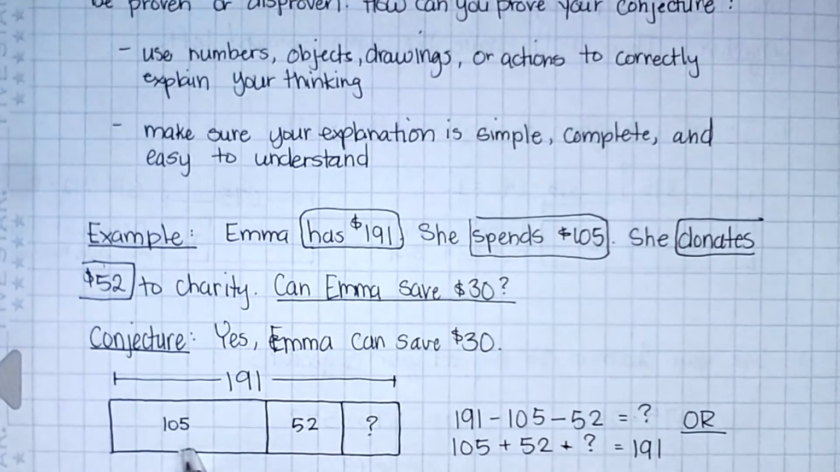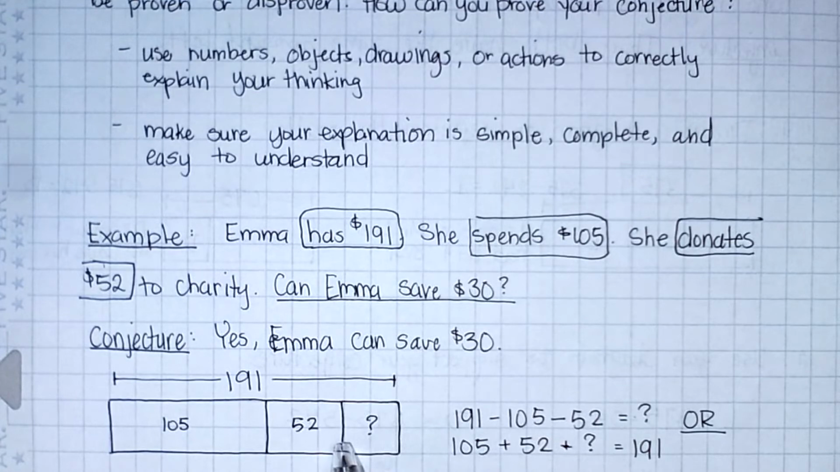So I'm going to make a bar diagram. 191 is how much money Emma has altogether. We know she spent 105 and then she donated 52. And then there's that last little bit, which is what we need to figure out. So I can work this two different ways because remember, addition and subtraction are inverse operations. I can do the whole minus the parts that I know to find my missing part, like I did over here.